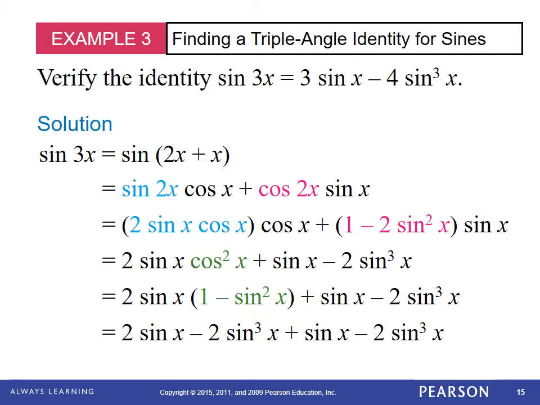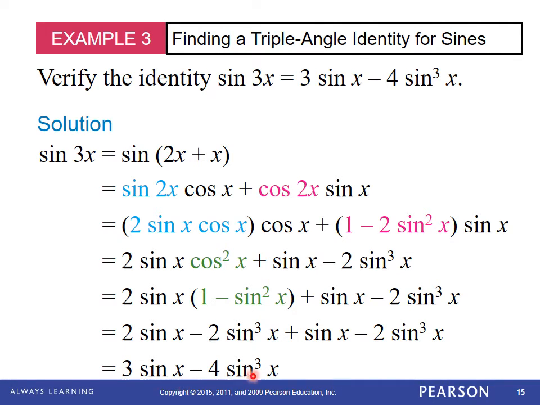Alright, we got that. So now let's see if we can combine some like terms together here. So 2 sine of x plus sine of x should make 3 sine of x. And then I got negative 2 sine cubed x. Hey, I think I got it. There it is.